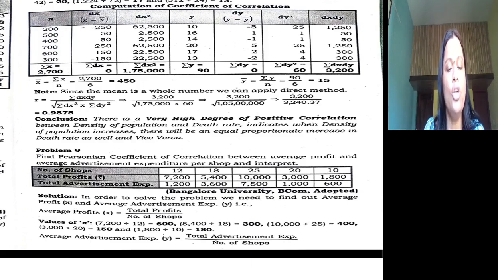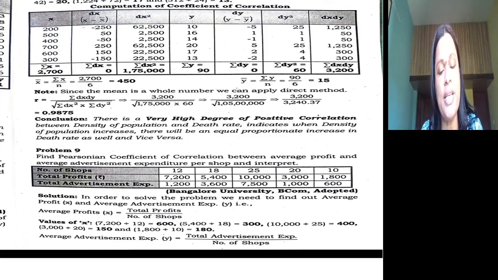At the same time, total advertisement expenditure is given. So they have not given average advertisement expenditure. To arrive at average profit and average advertisement expenditure, what we have to do is total profit divided by number of shops is average profit. In the same way, total advertisement expenses divided by number of shops is average advertisement expenditure. Only after calculating average profit and average expenditure, we should start solving the problem.